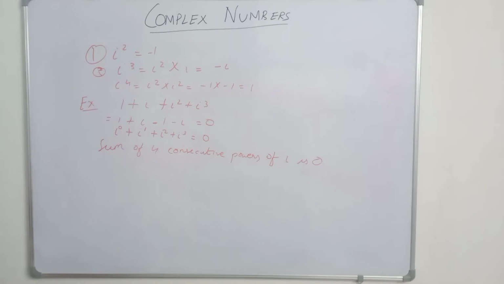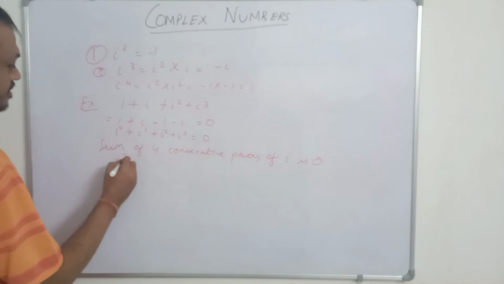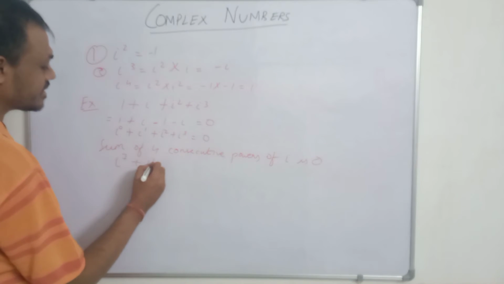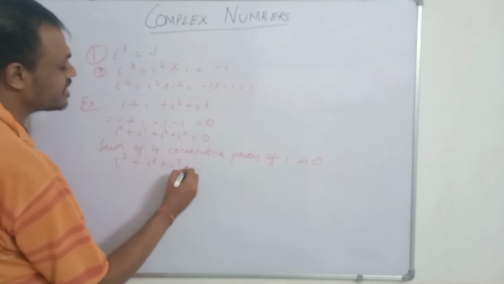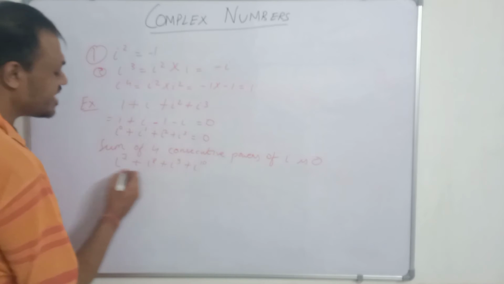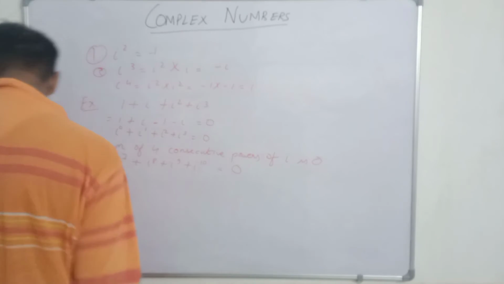So it means that iota to the power 7 plus iota to the power 8 plus iota to the power 9 plus iota to the power 10, if we sum it, then it will be equal to 0.